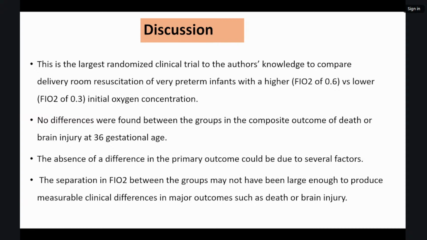So, discussion. This is the largest randomized clinical trial, to the authors' knowledge, to compare delivery room resuscitation of preterm infants with a higher FiO2 of 60% versus 30%, but they didn't find a significant difference between the two groups. So the absence of a difference may be due to several factors. So what are the factors? The separation in FiO2 between the groups may not have been large enough to produce measurable differences in major outcomes such as death or brain injury.